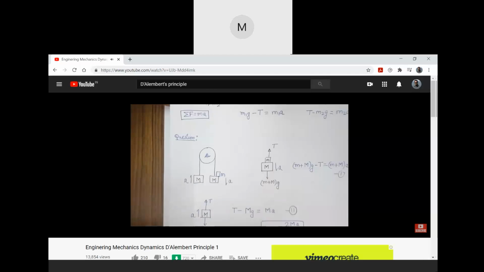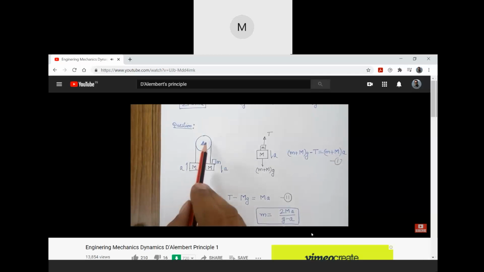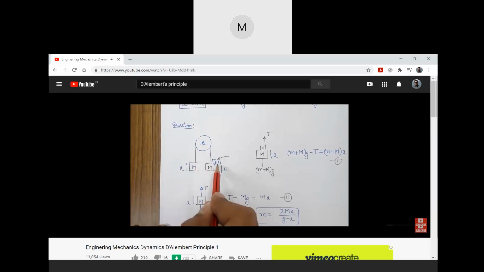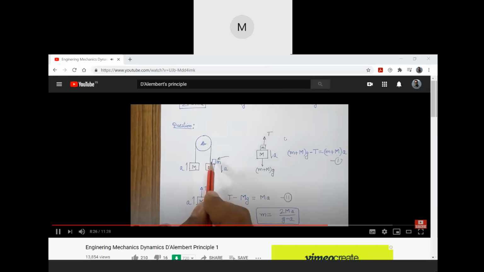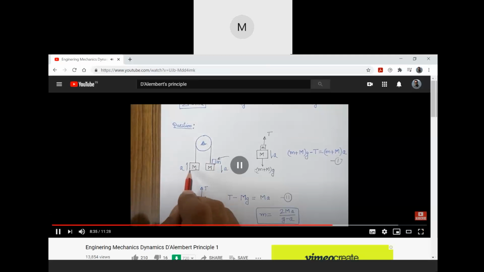Now let's take a numerical problem where we have two masses M connected with a pulley, and now I am putting an additional small mass m, and because of the small m the total weight on the right hand side will be higher, and because of that the system will move such that these combined masses will go in the downward direction, and the mass at the opposite side will go up.